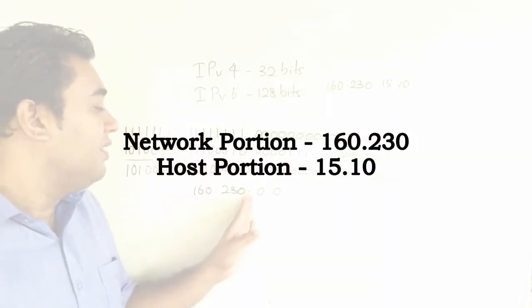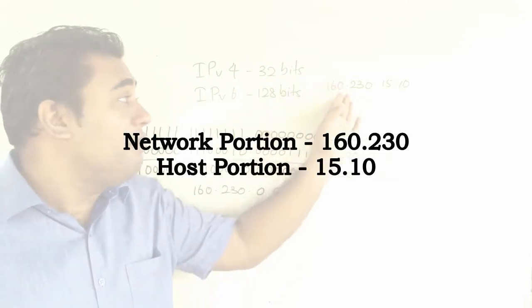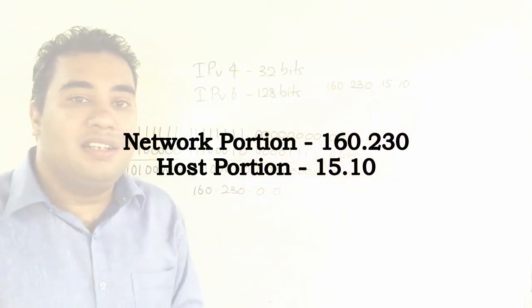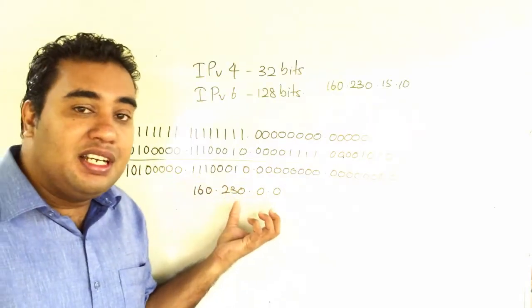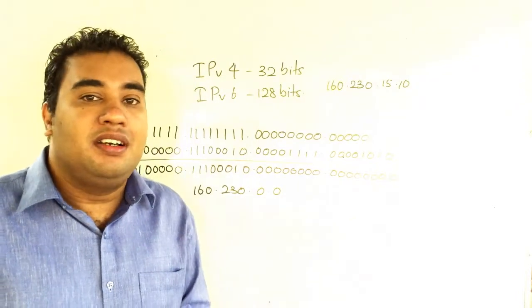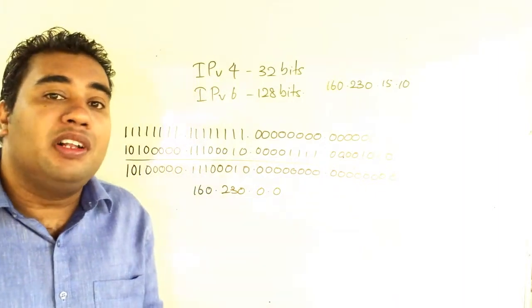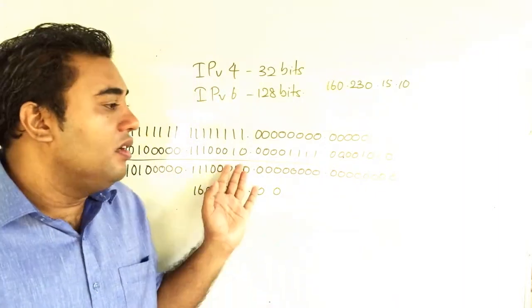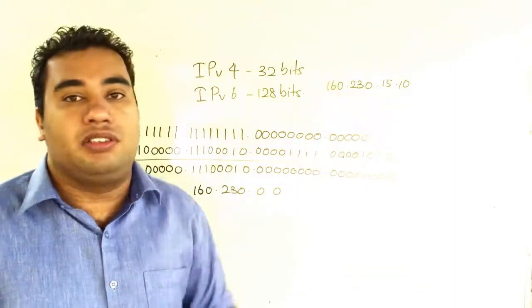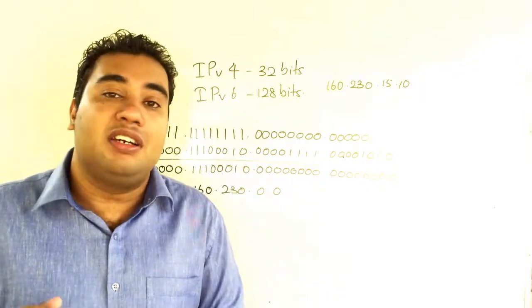If we consider the network portion is 160.230, the host portion of this IP is after this part, which is 15.10. So the network portion is 160 and 230 and the host is 15.10. So first it discovers this network within the whole world. It finds this network, and when it goes to this network, it goes on finding this particular host. So that is what happens within the internet using this network portion and host portion.